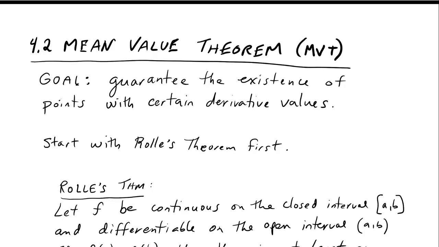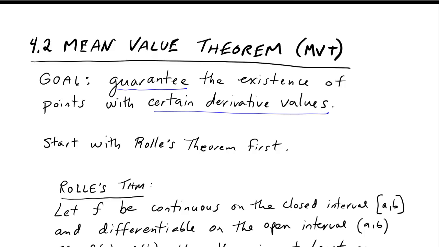Okay, so the goal here is actually to guarantee the existence of points with certain derivative values. If you remember, we had the intermediate value theorem, IVT, earlier, where we guaranteed that the function would take certain values. Now we're going to try and guarantee that the derivative will take certain values.